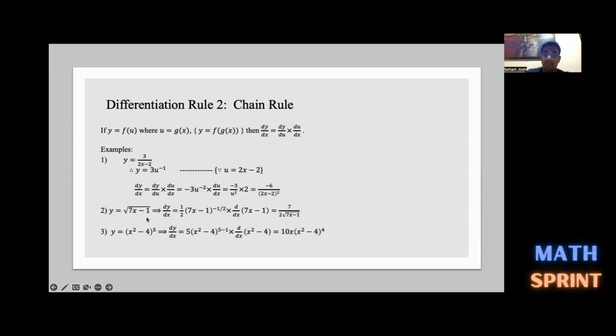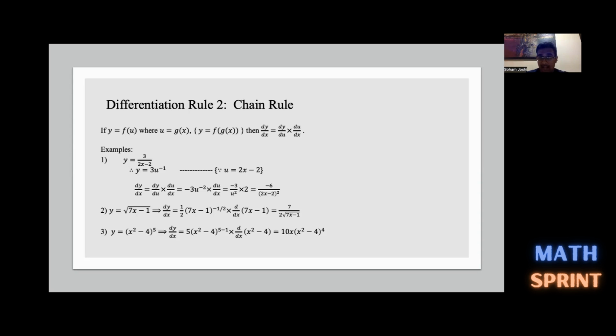Now, here's another one. y is equal to the square root of 7x minus 1. Now, I think it's important to know that the square root of a number is basically raising that number to the power of 1 by 2. So just remember that it's an important thing to understand here. So let u be equal to 7x minus 1. So we're following the same steps here. dy by du is equal to half of u to the power of minus half. And du by dx is equal to 7.